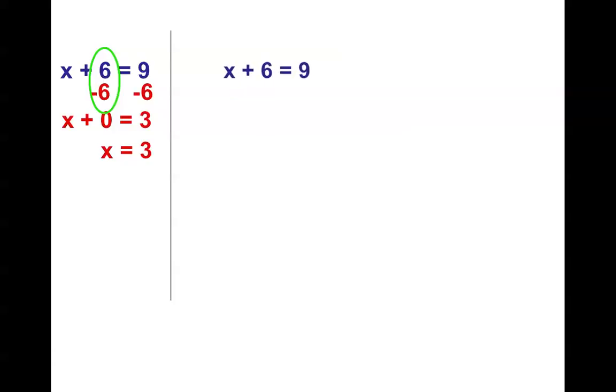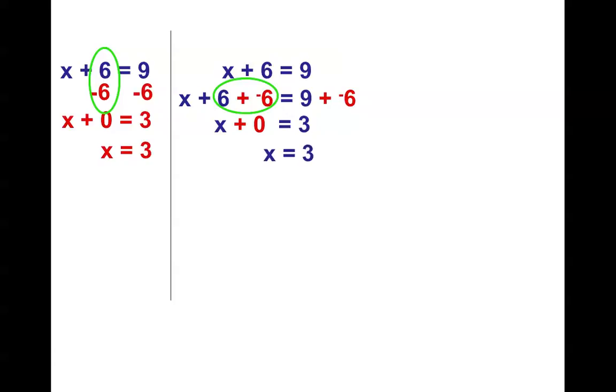There are people that like to do this sideways, and I fully allow this, where you just take the 6 away sideways. I call this typewriter style, because everything goes perfectly level. Notice we get x plus 0 again, and once again we get x equals 3, the exact same answer.